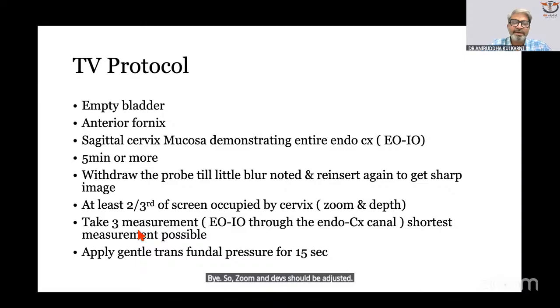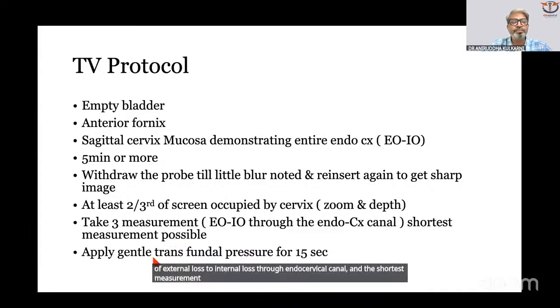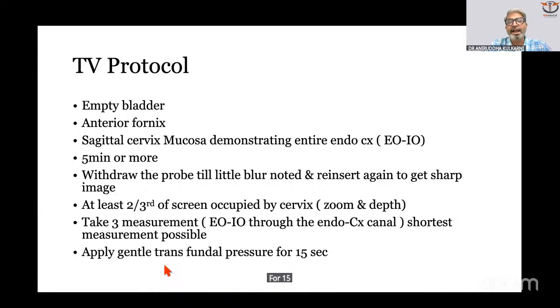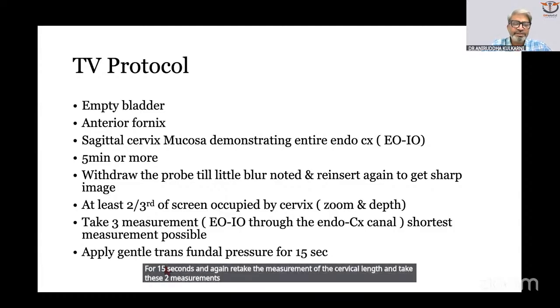Take 3 measurements from the external os to the internal os along the endocervical canal, and the shortest measurement possible should be recorded. Apply gentle transfundal pressure with your left hand for 15 seconds, and again retake the measurement of the cervical length and take these 2 measurements, which I will explain in one of the slides.